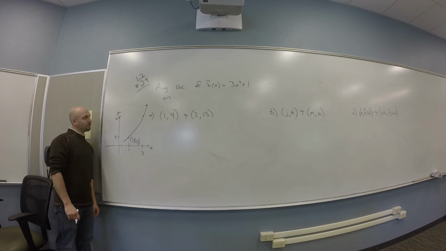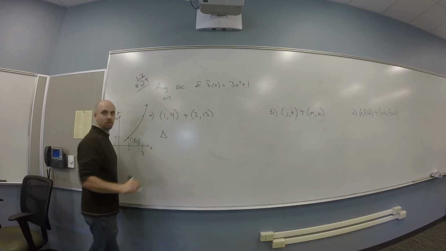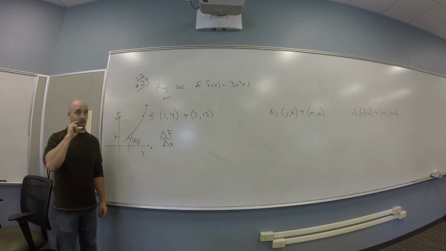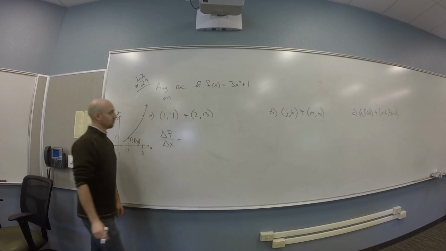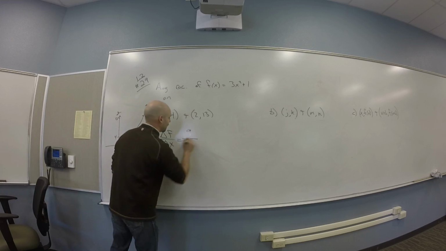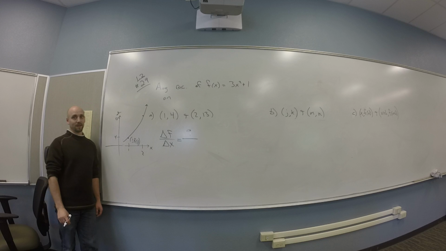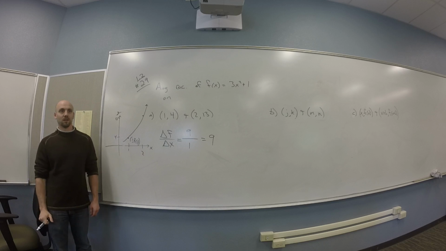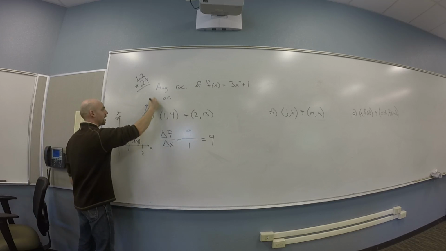And I want to find the average rate of change. So where do I get the average rate of change? Should we do a change in the output over the input? Change in the f's per change in x, right? Okay. So how much do the y's change? 9. Does 9 go on the top or the bottom? Top. Why? It's the output. What do you get on the bottom? 1. Cool. So you get 9. You can see that? That's the slope of this line here.